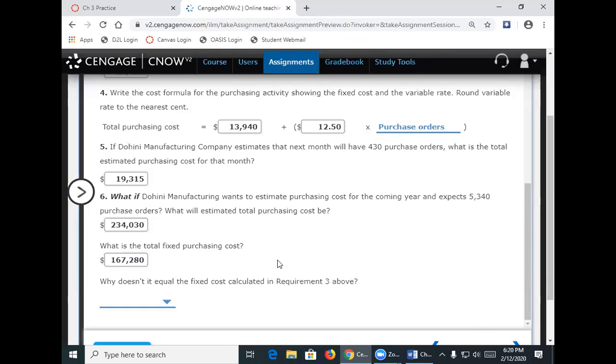On number 6, you took the fixed cost times the 12 months, and then the 430 times 1250 times 12 months. Oh, you used the 5340 here. Times 5340 times 1250. With your variable costs, you don't have to worry about multiplying by 12 because that's a whole year's worth of purchase orders. So we just take the 5340 times the 1250 per purchase order.